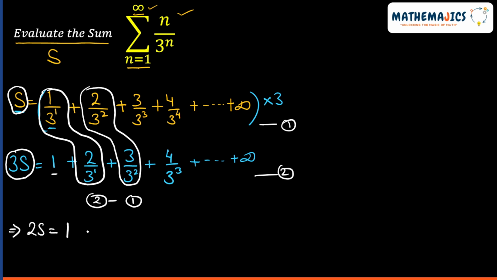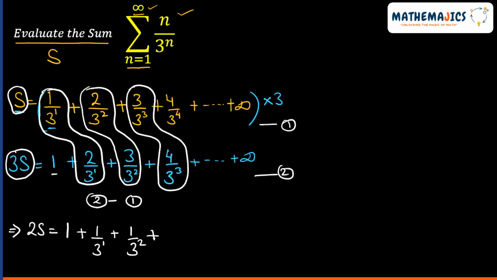So what will I get? I will get 1 plus 1 upon 3 raised to power 1. Next term will be 1 upon 3 square. Similarly, I'll find the difference between these two terms because the denominator is the same. So the next term will be 1 upon 3 cube. Like this, it will go up till infinity. Now please look at this series carefully. What kind of series is this? Yes, this is a GP, a geometric progression, where we are finding the sum till infinity.